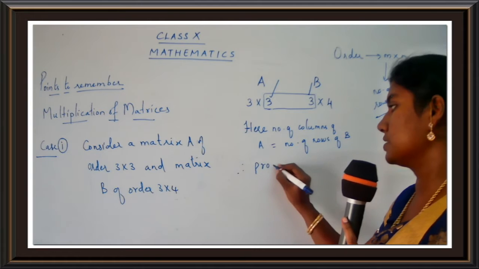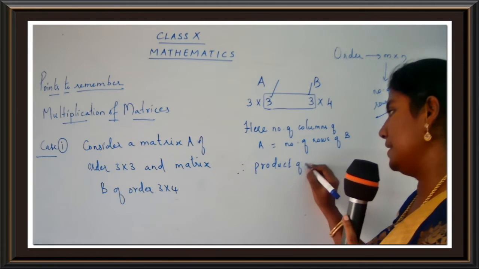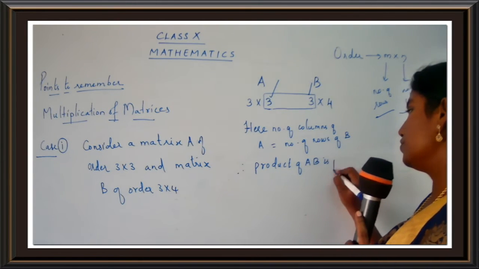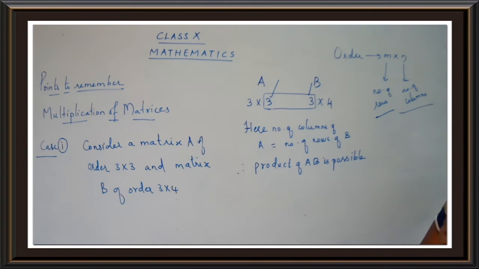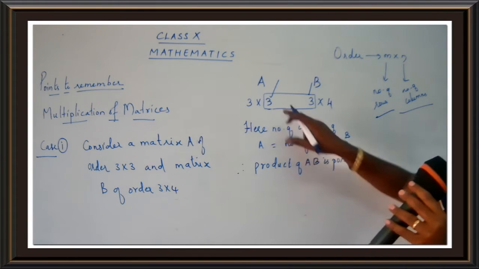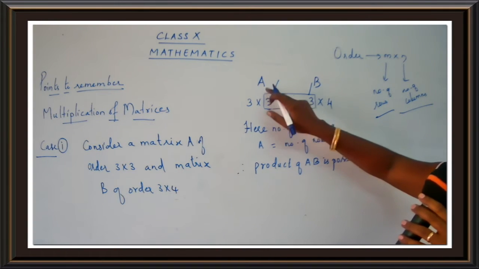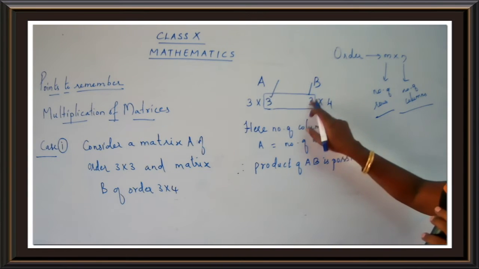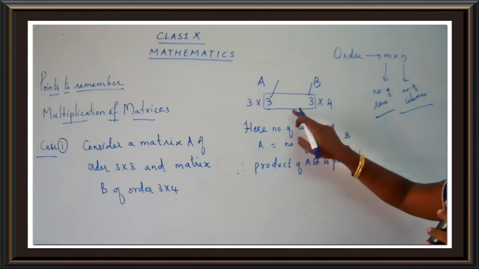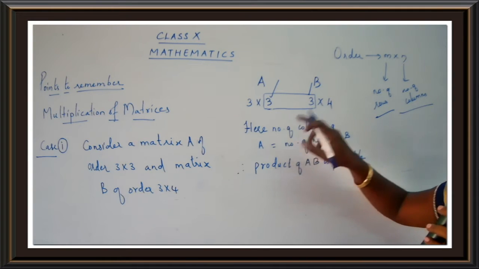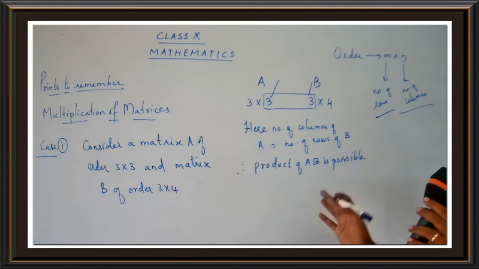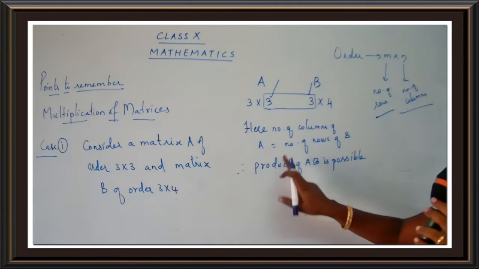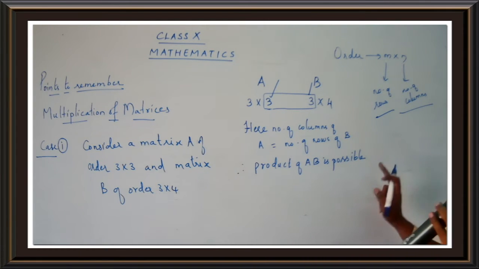Therefore, product of AB is possible. So we can find the product of AB. That is, we can multiply A and B. Why can we multiply? Because the number of columns of A is equal to the number of rows of B. This is the condition, children. Every time, whenever you go for the product, just think of this condition and you are going to proceed. So if you have such a condition, you say the product of AB is possible.